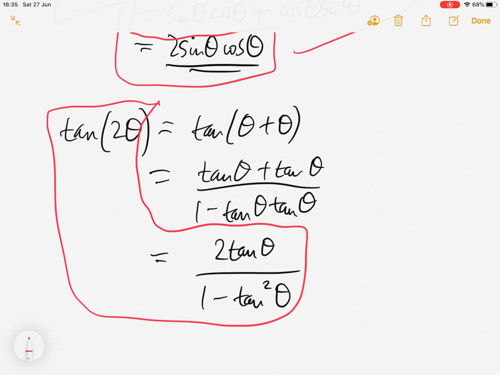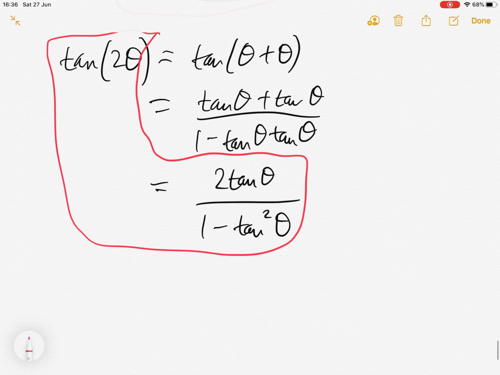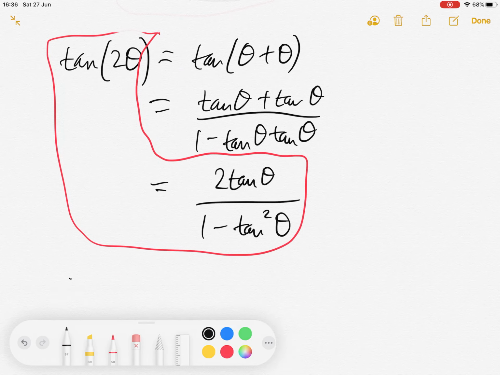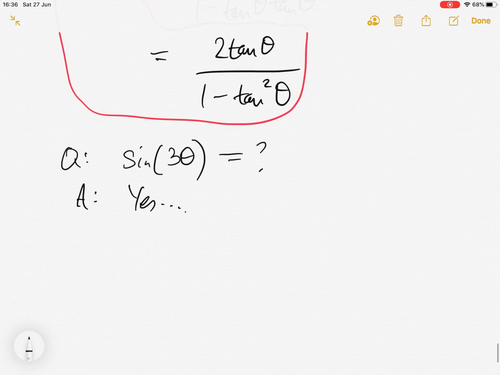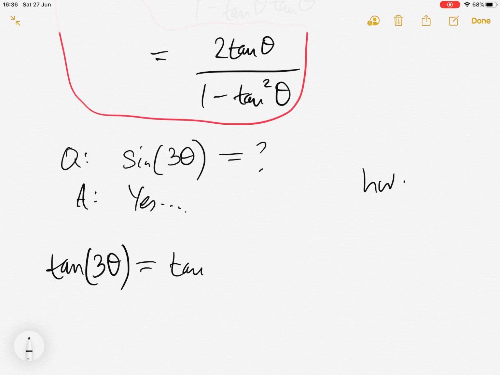So question: can we find a formula for sine 3 theta in terms of sine theta and cos theta? And the answer is obviously yes. The details for that one I'll leave to you. And you can do the same for cos 3 theta. It's a good exercise. I think there's one like that on the homework, I think. Let's do tan 3 theta.